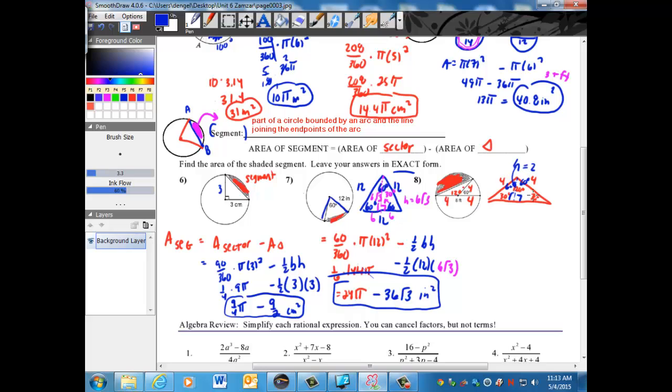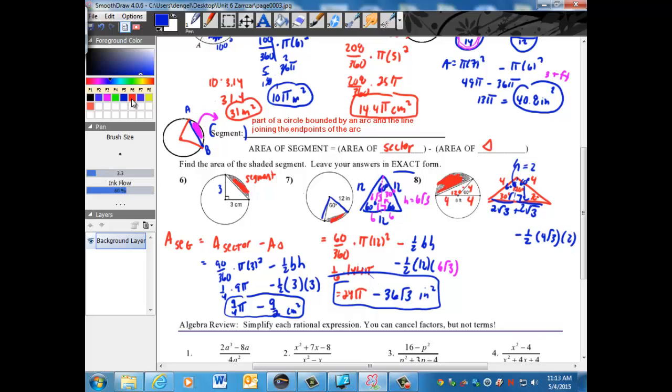That's the height. And then to move from short leg to long leg, which is half our base, it would be 2 rad 3. Now, remember that we just found this base to be 2 rad 3. This base is also going to be 2 rad 3. So the area of our triangle is going to be 1/2. Our base is 2 rad 3 plus 2 rad 3, which is 4 rad 3, and our height is going to be 2.